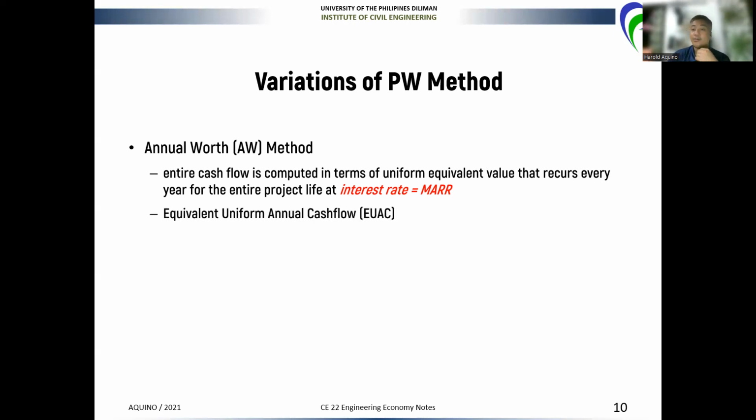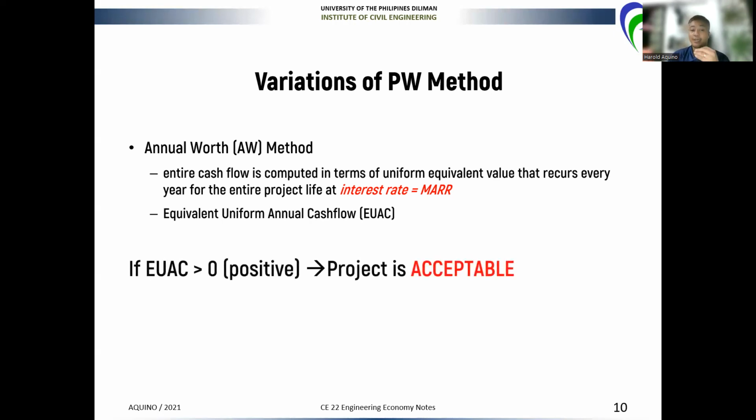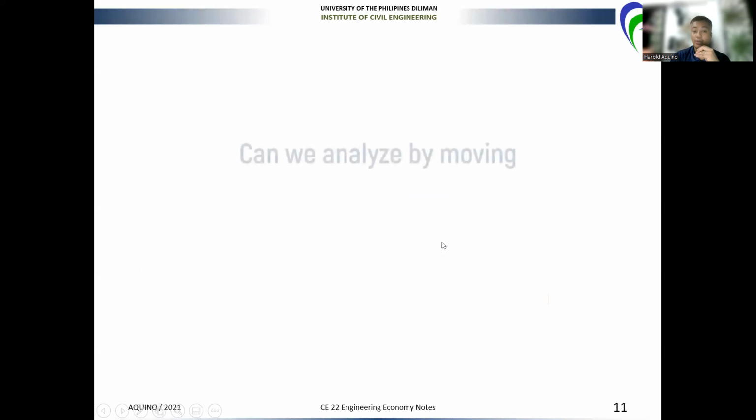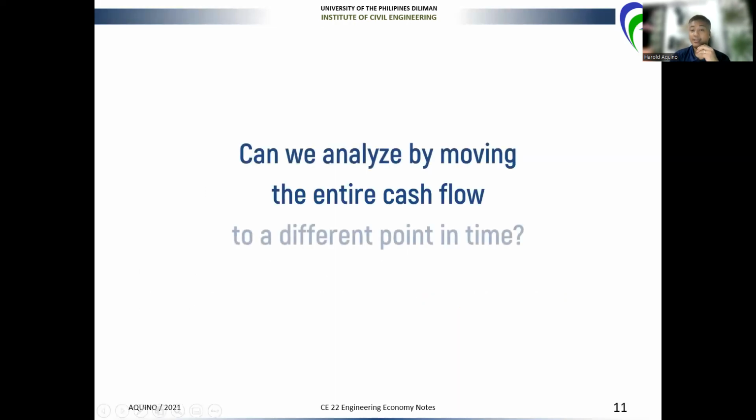This is called the equivalent uniform annual cash flow. And again, if the EUAC is positive, then the project is acceptable. If the EUAC is negative, then the project is not acceptable. And also, essentially, you can bring the cash flow not only to the present, but to any point in time.